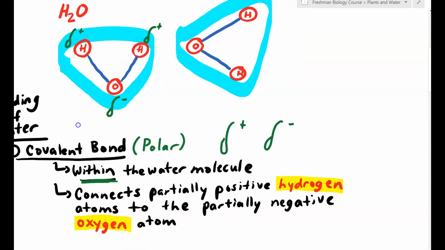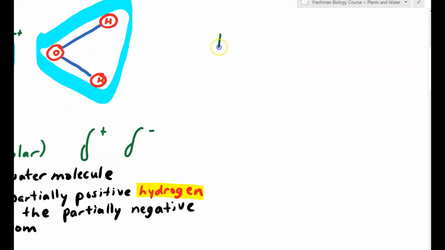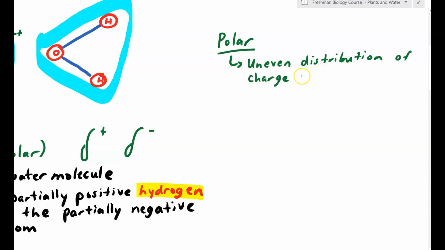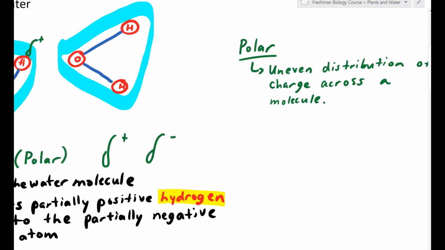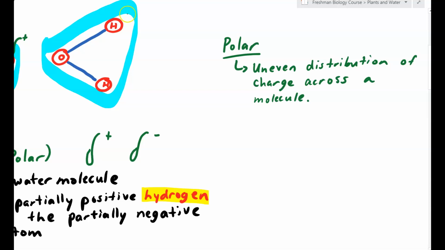All right, and I want to briefly go ahead and define what the word polar means, and it is just an uneven distribution of charge across a molecule. So for example, the water molecule here has an uneven distribution of charge because our hydrogens are partially positive and the oxygen is partially negative.